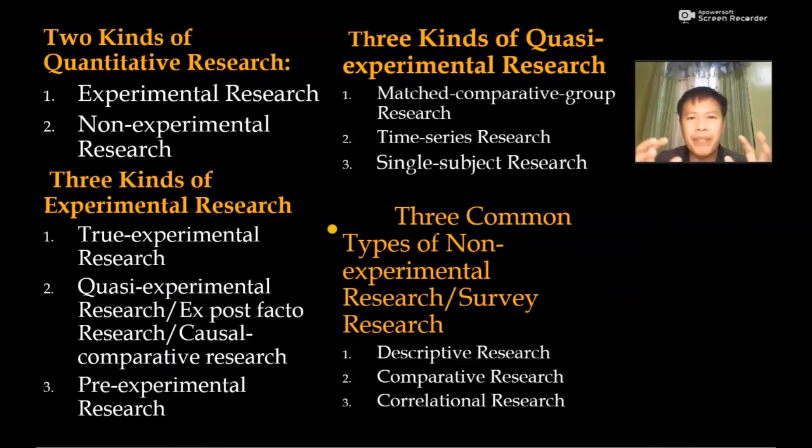These 5 disciplines or fields play an important role in understanding human behavior. Now, this time we are going to talk about the 2 kinds of quantitative research. Take note, there are only 2 kinds of quantitative research. We have the experimental research.